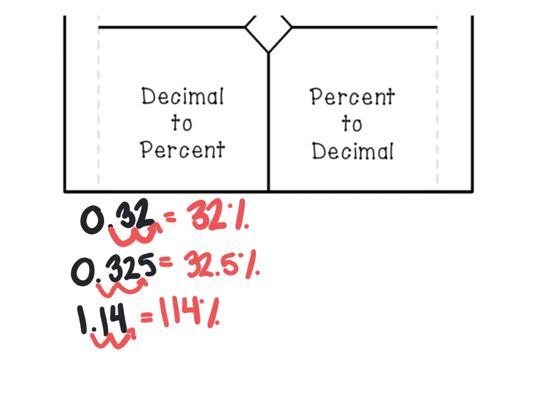Those are equivalent, right? So if it's more than one, it's going to be more than 100%. I'm confused because it says move the decimal 2 places to the left. You're looking at the wrong flap. You're looking at percent to decimal. We're going from decimal to percent. Oopsies.